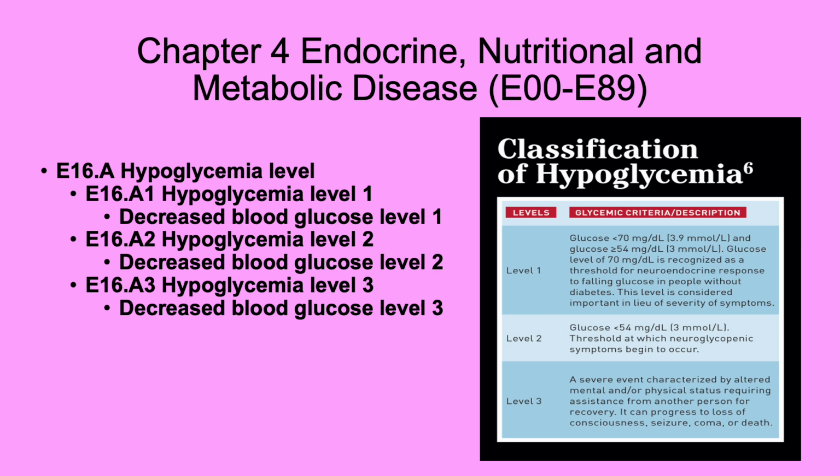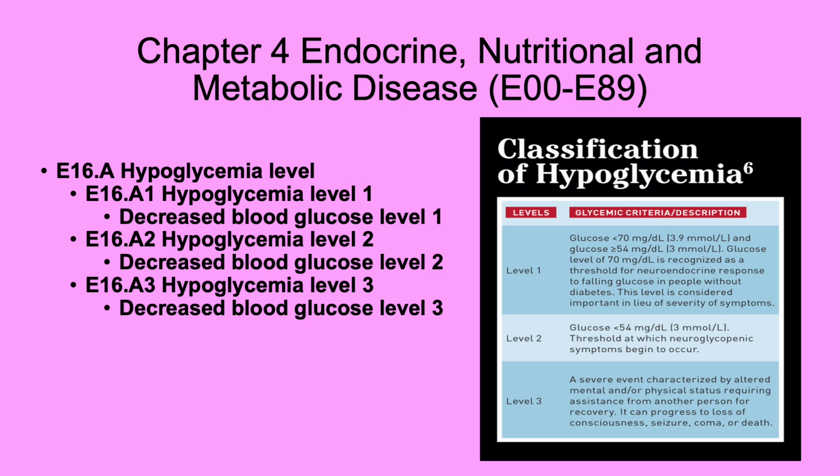So also added is E16.A, and then you have A1, A2, A3, hypoglycemia level 1, level 2, level 3, and this is level 1 is mild, level 2 is moderate, level 3 is severe, and here you have a list of what that means. Well, level 1 is considered important.